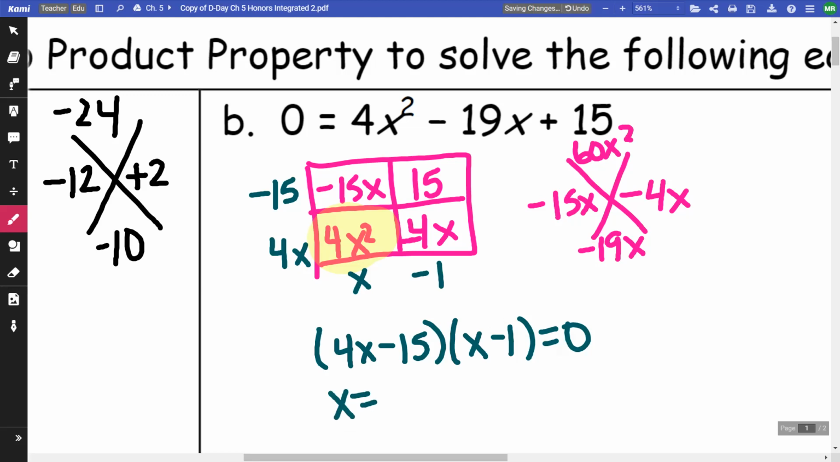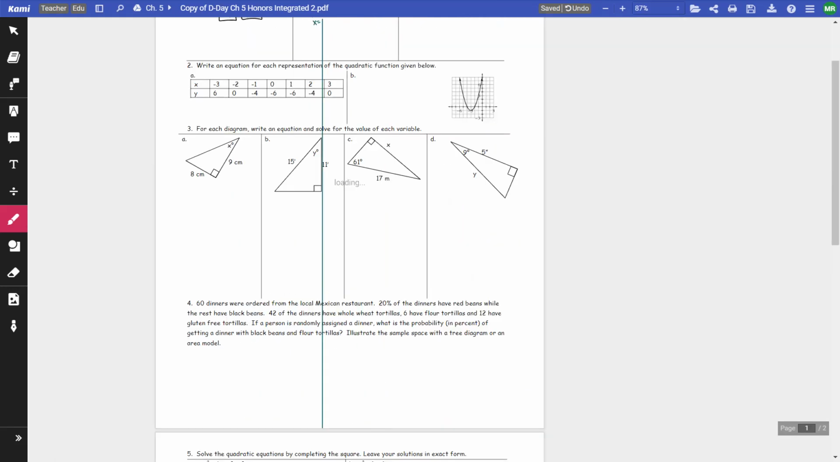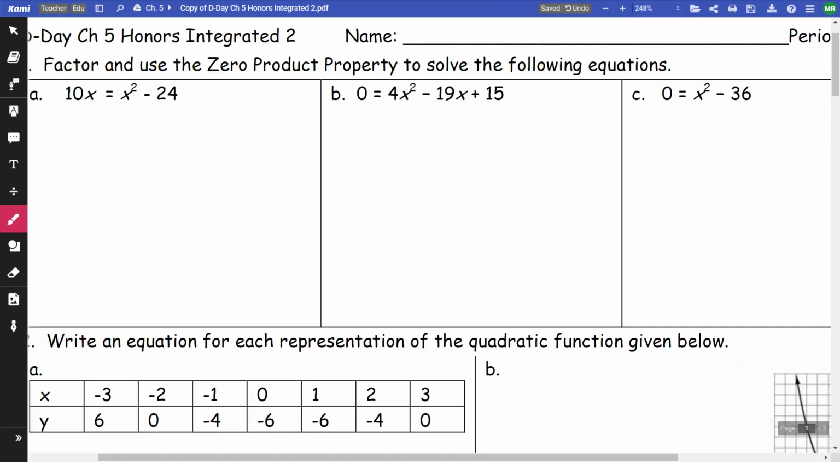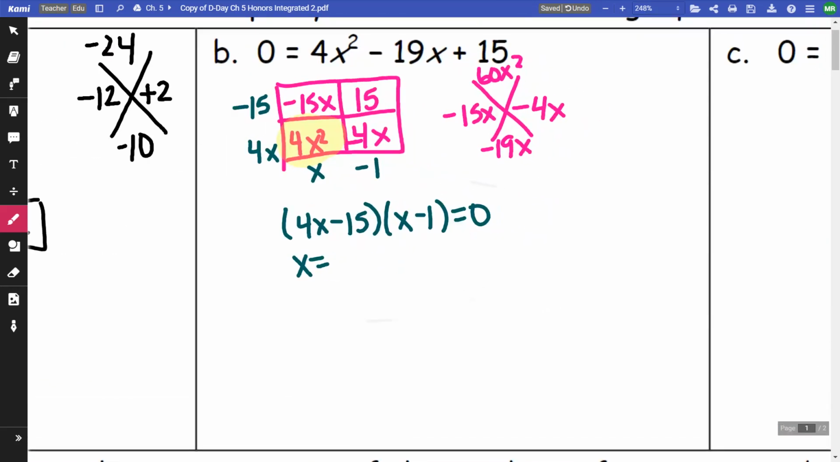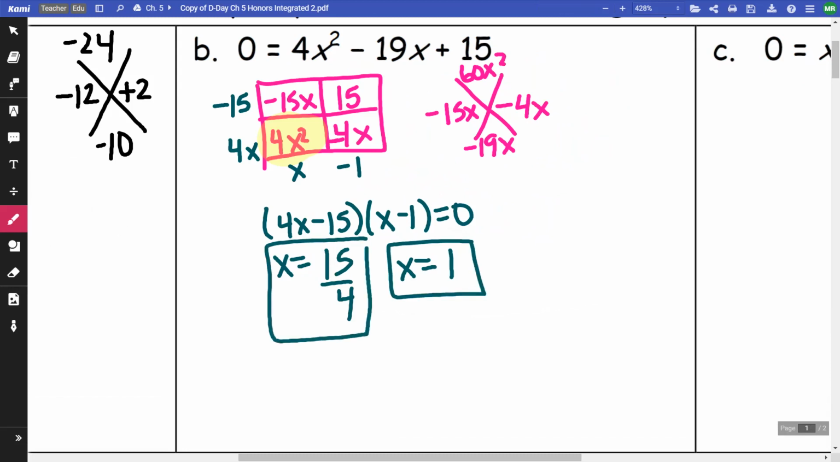So I'm going to set 4x minus 15 to 0. And I get a positive 15 over 4. And then I get x is equal to a positive 1. So I get a 1 and a 15 over 4.